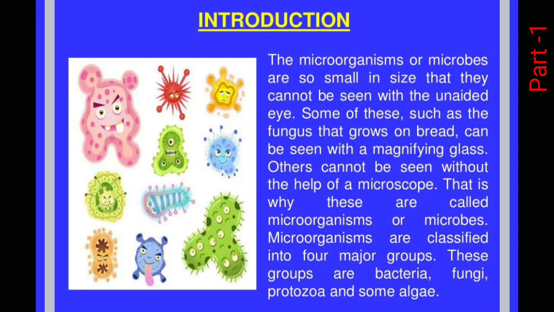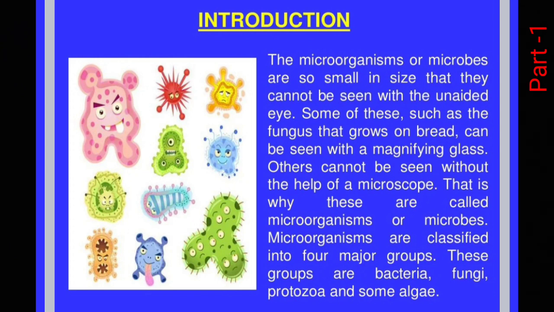The microorganisms or microbes are so small in size that they cannot be seen with the unaided eye. Unaided eye means the naked eye. Some of these, such as the fungus that grows on bread, we all know, can be seen with a magnifying glass. So what is a magnifying glass? A magnifying glass is a glass which is used to magnify objects, to zoom the image, and we can see that object very clearly. Others cannot be seen without the help of a microscope. That is why these are called microorganisms or microbes.